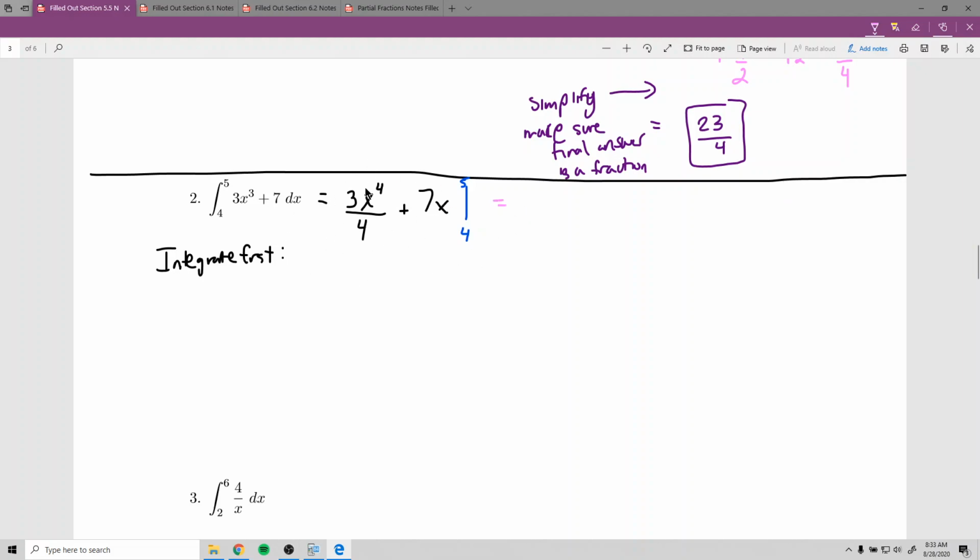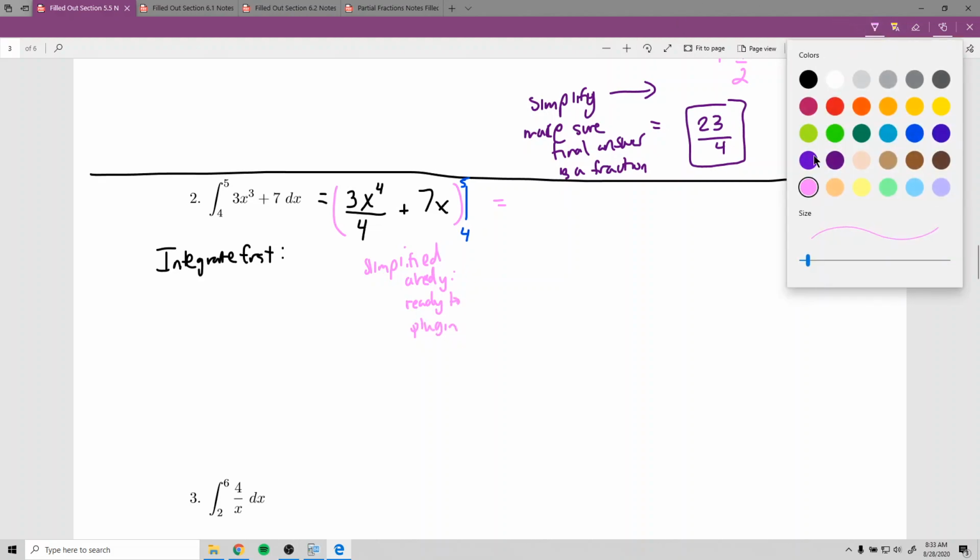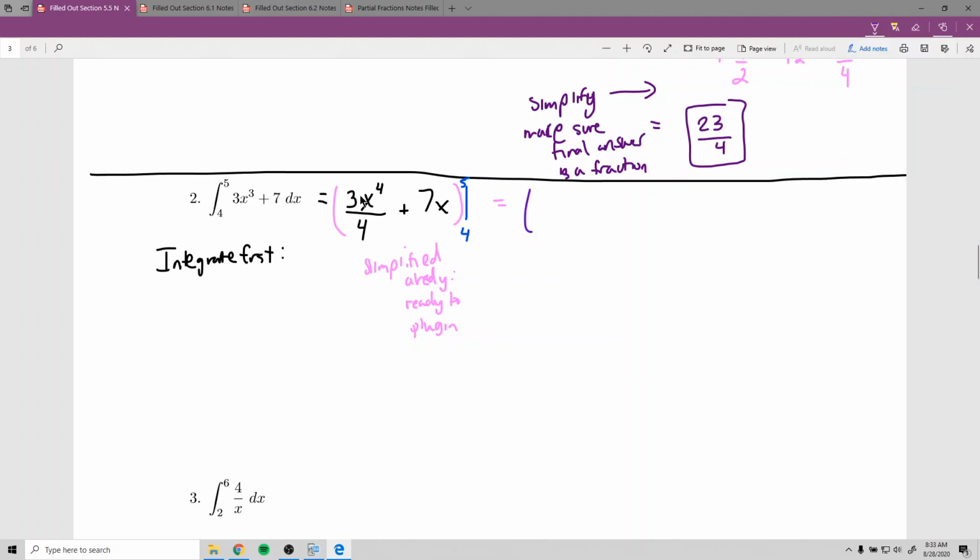Right. Now this one's simplified because 3 over 4 doesn't simplify. There's nothing else to do there. But I like to put the parentheses like I mentioned. So we're ready to plug in. All right, so we plug in the top number 5 for x. We subtract, and then we plug in the bottom number 4 for x.